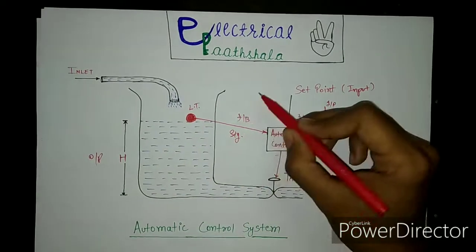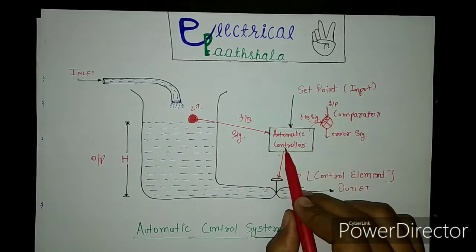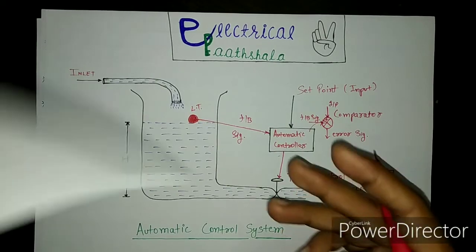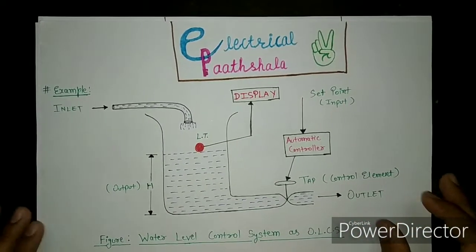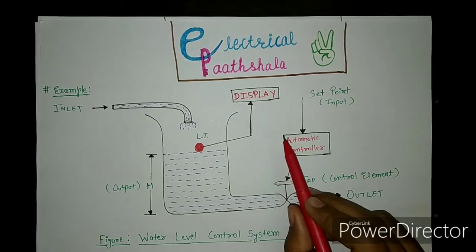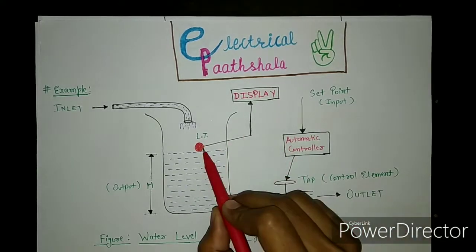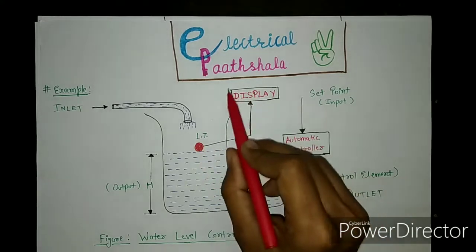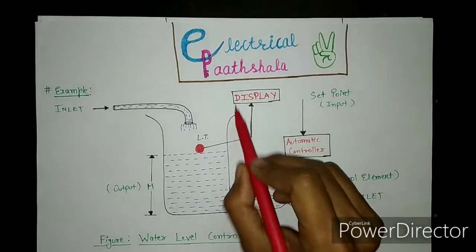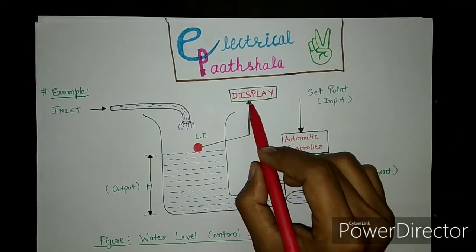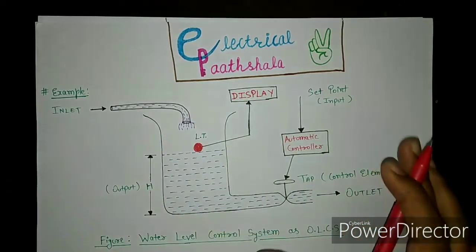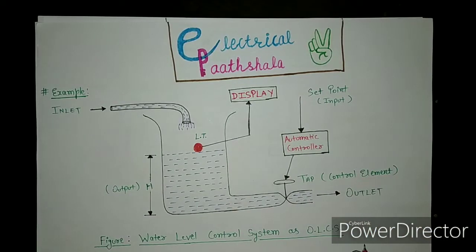But if we open this loop, if we disconnect the feedback element and automatic controller, then we will get our open loop control system, which you can see in this diagram. This is your open loop control system. What we have done here is that we disconnected the level transducer from the automatic controller and connected this level transducer to a display, and this display will show you the height of the water in the tank at a particular instant of time, and according to that you will take control action. So this is your water level control system as an open loop control system.